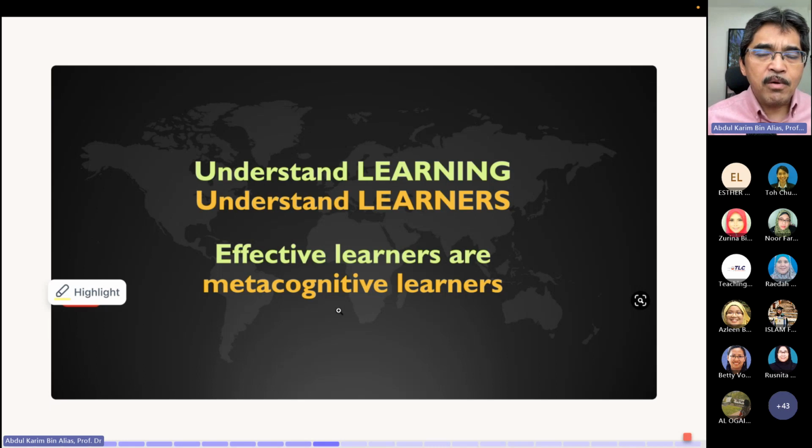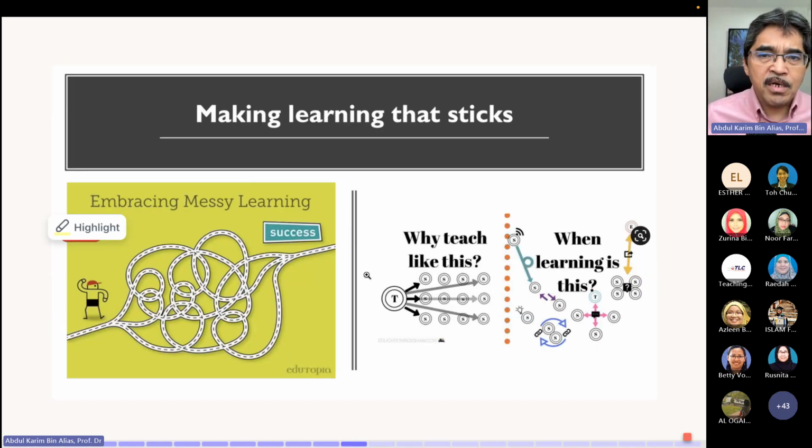And I want to mention before I end, the effective learners are metacognitive learners. I mentioned metacognitive. So what is actually metacognitive in the context of learning? Because learning is messy. You must recognize this. Learning is not easy. Learning is not a linear path like this.